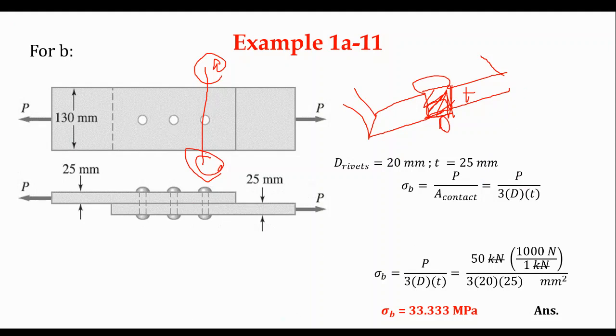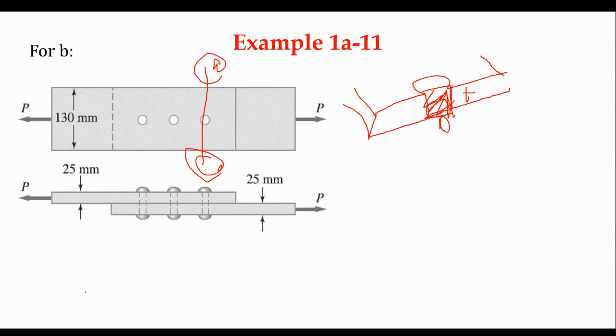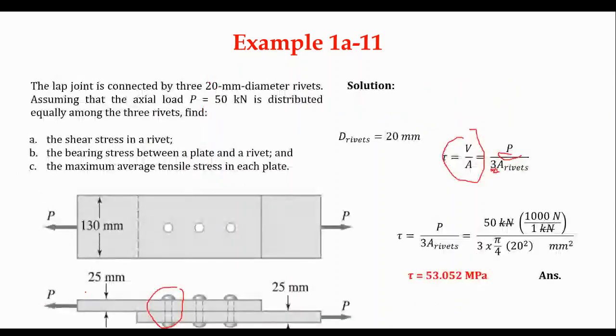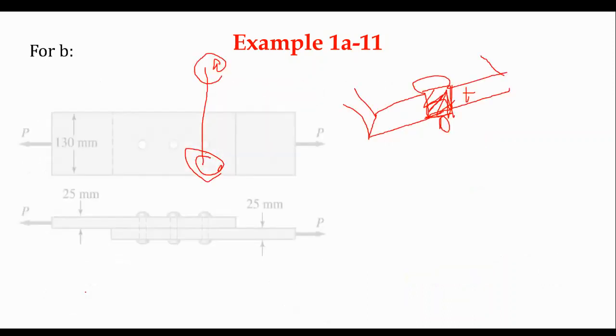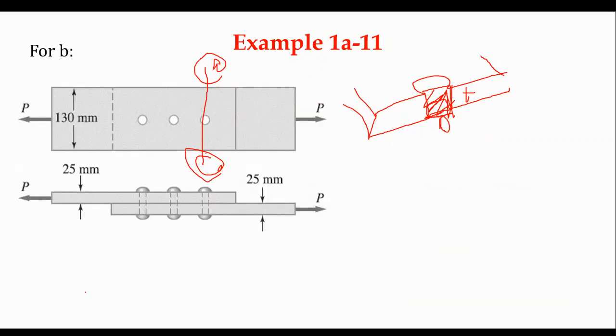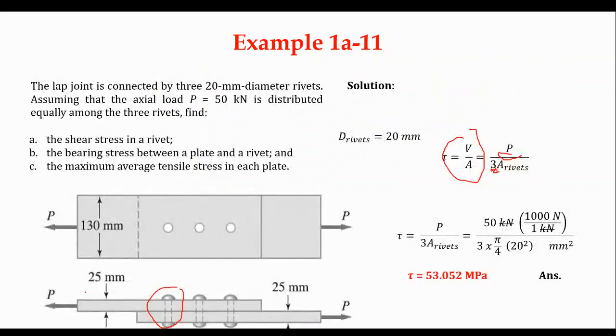Okay, so substitute lang the values. P is 50 times 1,000 over 3 times diameter 20 times the thickness of the plate according sa dimension 25. Okay, next. Nakuha na to ang bearing 33.33. Alright, next. What is the maximum average tensile stress in each plate?